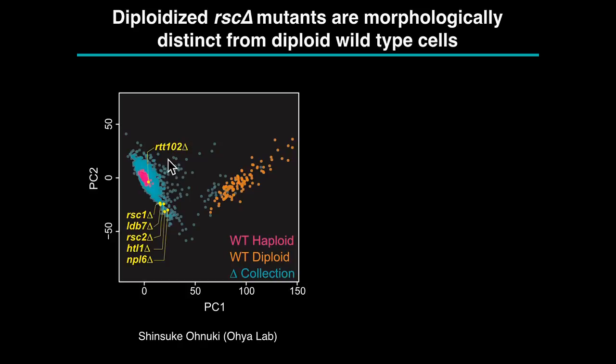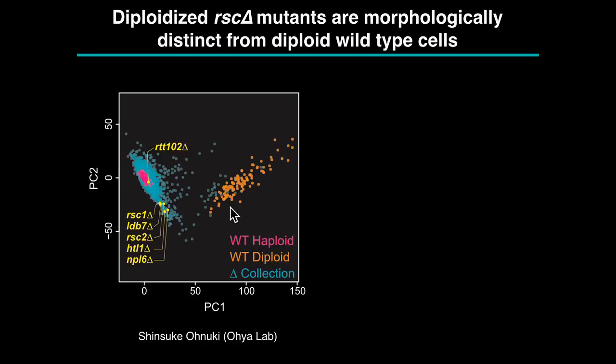So as we'd expect, the RTT102 deletion strain that does not diploidize clusters with the wild-type haploid cells, and so this strain is morphologically similar to a wild-type haploid. However, what was interesting is that the diploidized RSC strains actually are morphologically distinct from the wild-type diploids in orange.